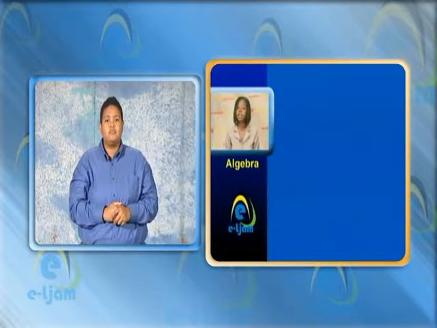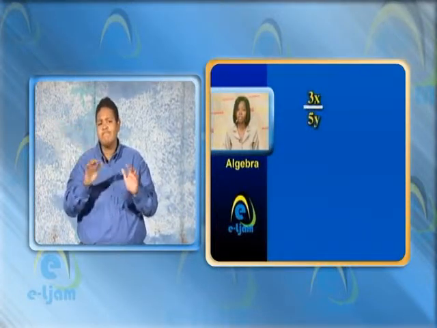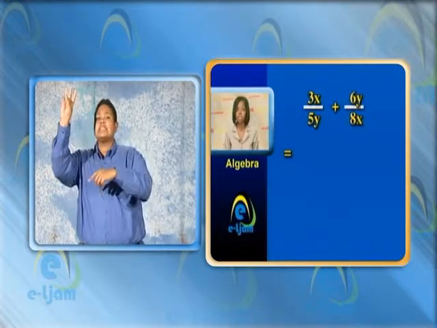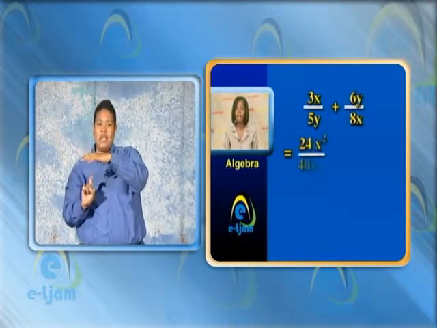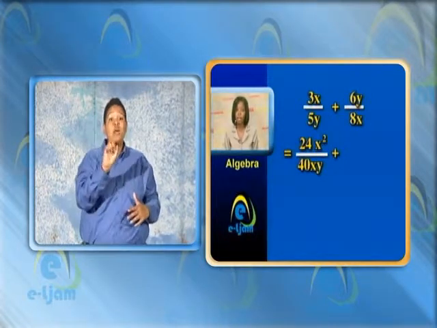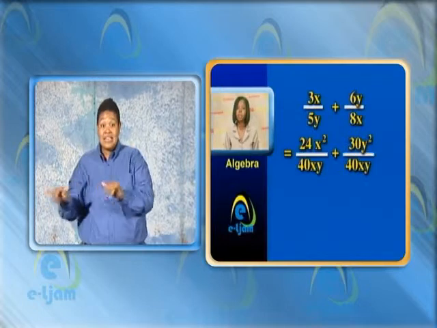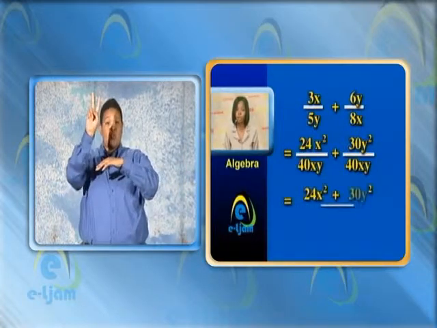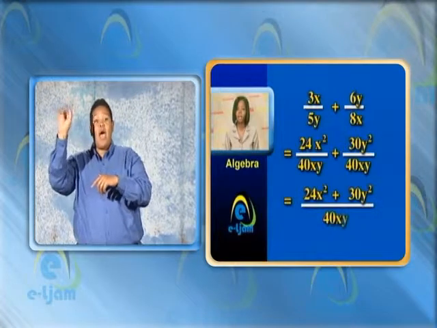Let's simplify another expression. 3x over 5y plus 6y over 8x. The LCM of 5y and 8x is 40xy. Applying the same principle, it would simplify to 24x squared + 30y squared over 40xy.